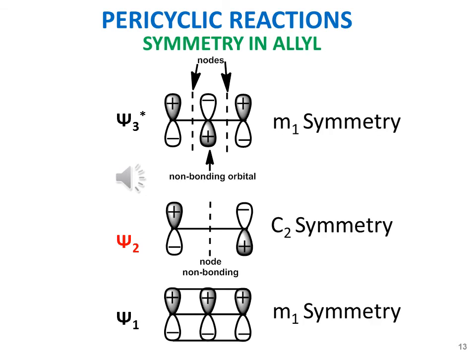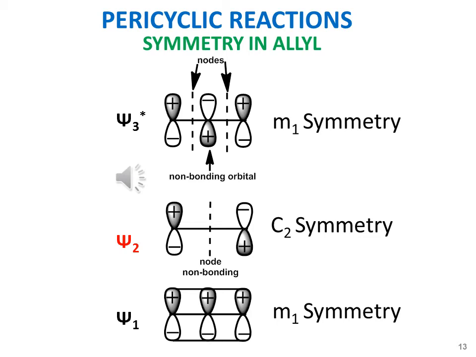Here again I have shown the symmetries. The psi 1 has the M1 symmetry because all the overlapping atomic orbitals are the mirror image of each other. In the case of psi 2, the two orbitals have the center of symmetry, two times center of symmetry, so they have the C2 symmetry. They don't have the M1 symmetry because they are not the mirror image of each other. Again, in the case of psi 3 star, you may see that the p orbital number 1 and p orbital number 2 are the mirror image of each other, and hence they have the M1 symmetry and they don't possess the C2 symmetry.